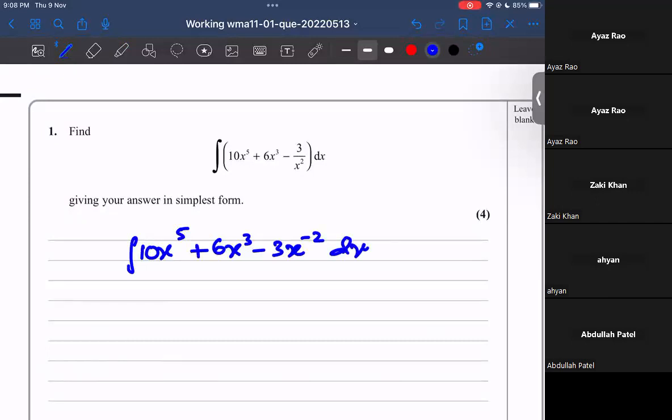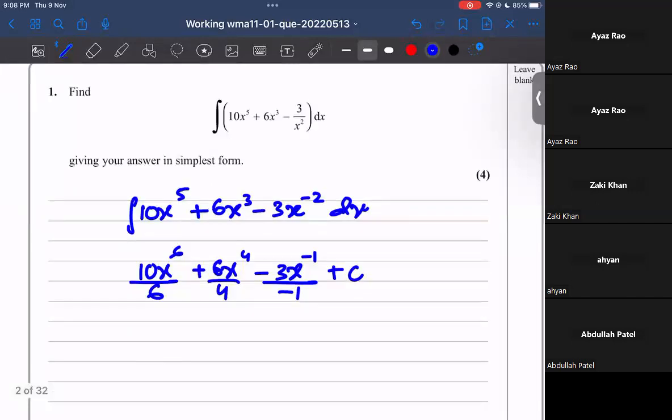How are we going to integrate it? Add 1 in the power, divided by the power. Add 1 in the power, divided by the power. Add 1 in the power: minus 2 plus 1 is minus 1, divided by the power. Let's see. It says give your answer in the simplest form.